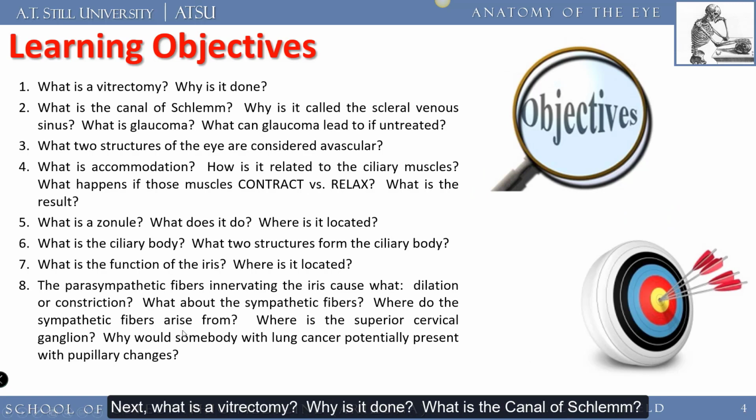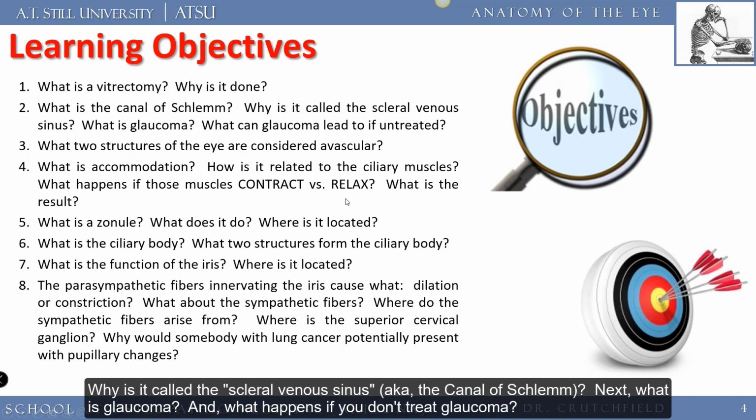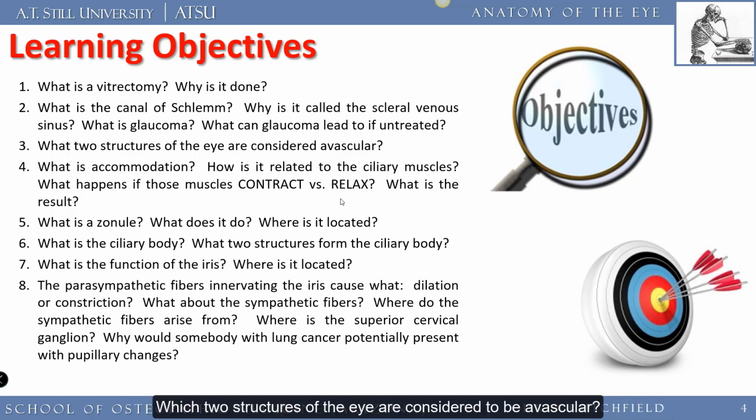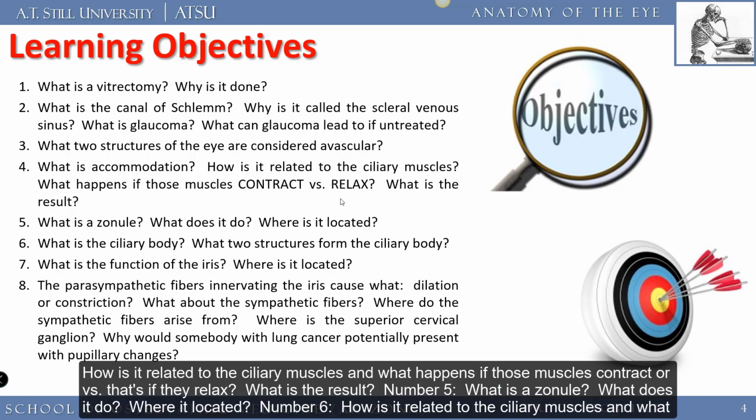Next, what is a vitrectomy? Why is it done? What is the canal of Schlemm? Why is it called the scleral venous sinus? Next, what is glaucoma, and what happens if you don't treat glaucoma? Which 2 structures of the eye are considered to be avascular? Next, what is accommodation? How is it related to the ciliary muscles, and what happens if those muscles contract versus if they relax? What's the result?